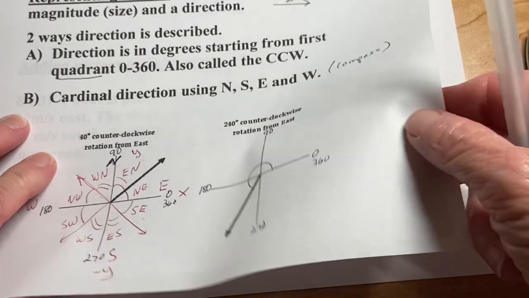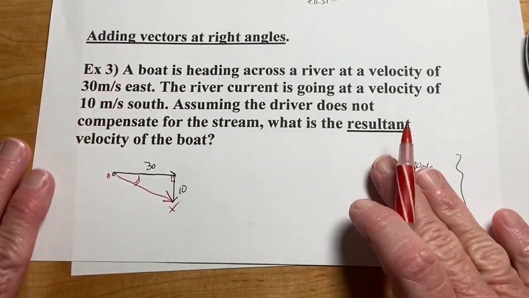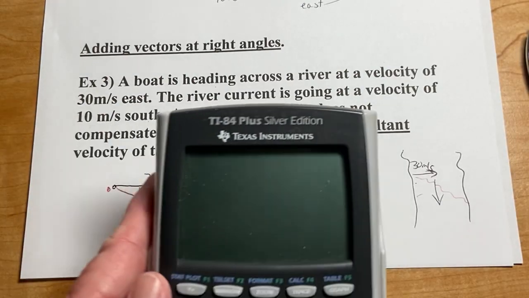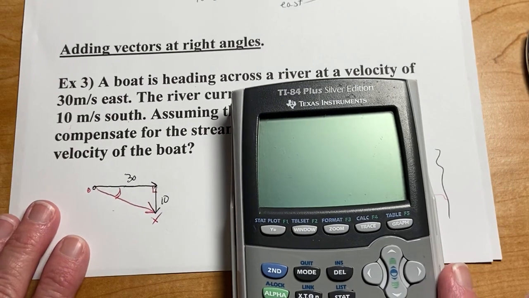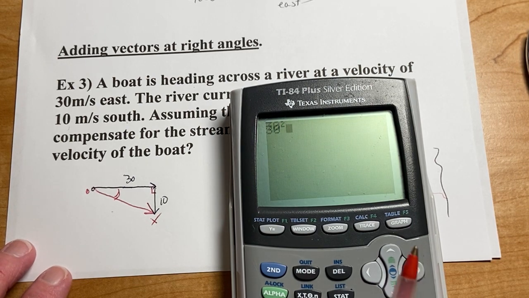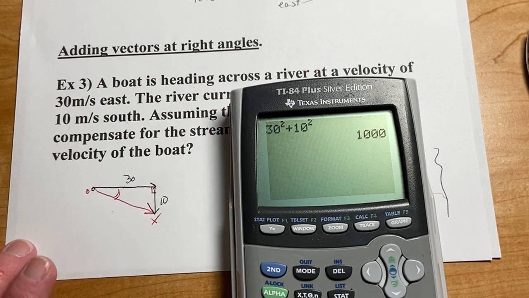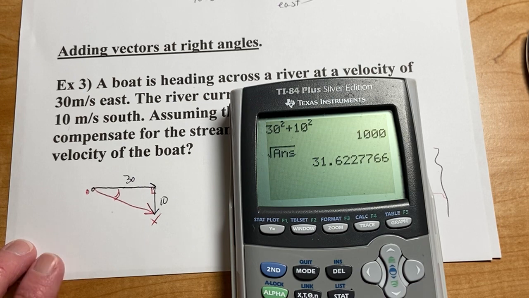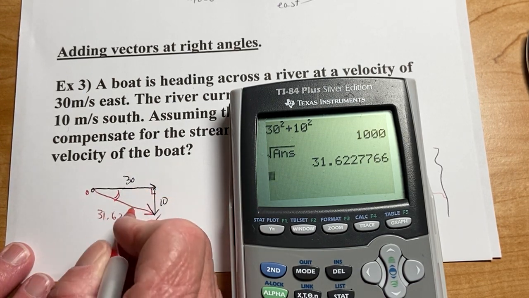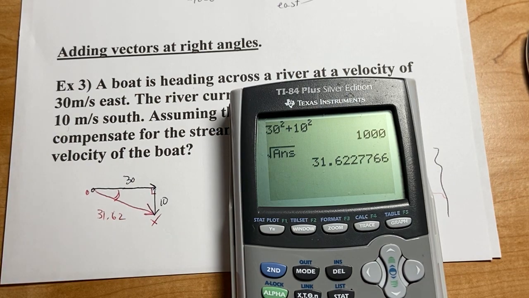All right, so how do I do for a right triangle? Well, I'm going to find the hypotenuse. 30 squared plus 10 squared equals 1,000. The square root of 1,000 is going to be 31.62. Okay, so 31.62. That is the magnitude, how big the resultant is.